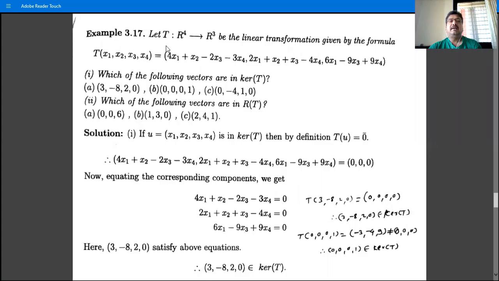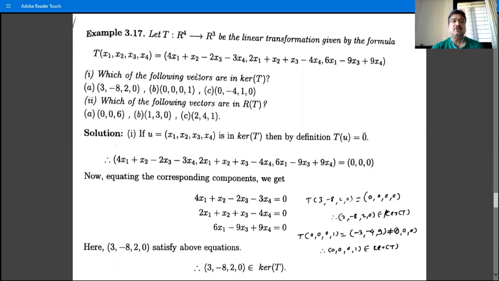Next example, let T from R^4 to R^3 be a linear transformation given by the formula T(x1, x2, x3, x4) = (4x1 + x2 - 2x3 - 3x4, 2x1 + x2 + x3 - 4x4, 6x1 - 9x3 + 9x4). So this is the three-tuple, and this is the four-tuple. That is, this is an element of R^4 and this is an element of R^3. R^4 is the domain and R^3 is the codomain.